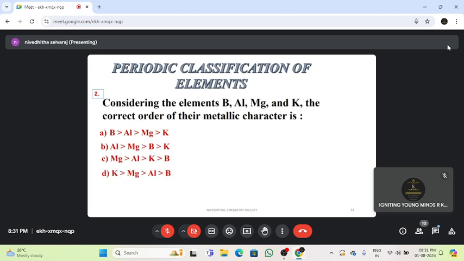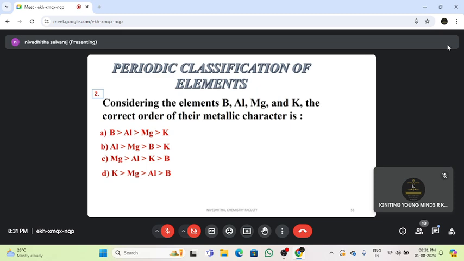Okay, what is the question? Considering the elements boron, aluminium, magnesium, and potassium, the correct order of their metallic character. What is metal? Capacity of an atom to lose its electron, right? That is considered to be metal. So we have to arrange boron, aluminium, magnesium, and potassium based on their metallic behavior.